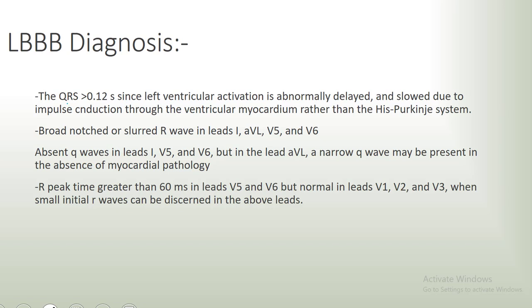You require a wide QRS complex that is more than 3 small squares or more than 120 milliseconds. You need a broad notched or slurred R wave within the lateral leads, usually lead 1, AVL, V5, and V6. And also you need absent Q waves within the lateral leads. However, AVL may show a narrow Q wave normally. Also, the R peak time, which we just talked about, is greater than 60 milliseconds, or more than 1.5 small squares, in leads V5 and V6. However, it can be normal in leads V1 to V3 if you see an R wave in there. And that is how you can diagnose a complete left bundle branch block on the surface ECG.